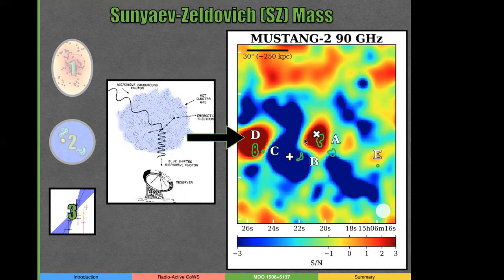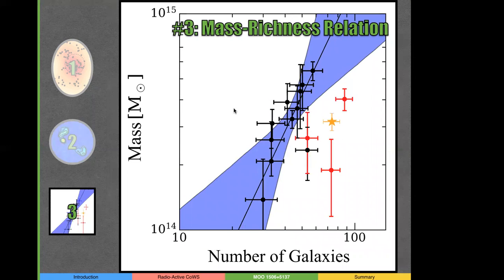And then we also see these point sources where the radio sources are. So this decrement is proportional to the mass of the galaxy cluster. And for these MaDCoWS clusters, we have the mass from the SZ effect, and then the number of galaxies, which we get from the infrared data. So you count the number of galaxies within a certain radius, and they form this mass richness relationship. So this is the relationship between the number of galaxies and the total mass of the cluster.